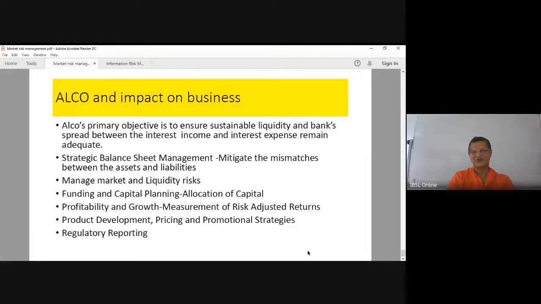Profitability and growth are also ALCO's job. Product development: we may have different products, and ALCO will also participate in formulating those new products. Then they also have a huge responsibility for reporting to the regulator various liquidity measures and various capital adequacy measures. All those regulatory requirements come under the purview of the assets and liability committee. So that's where we end on market risk.